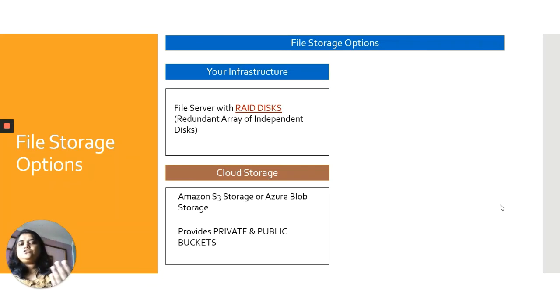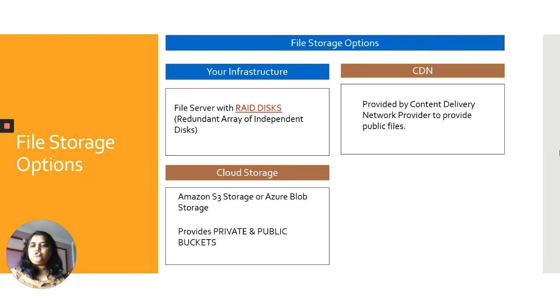The other option is cloud storage. Here you have options like Amazon S3 storage or Azure Blob storage, which provides you with private and public buckets. That is, you can distinguish between private and public content. We'll see that in our next slide when we revisit the access controls. The other option is a CDN, provided by a content delivery network provider. The type of data that you can store in your CDN is always public files. Whatever is private, you would not use the CDN as storage for that.